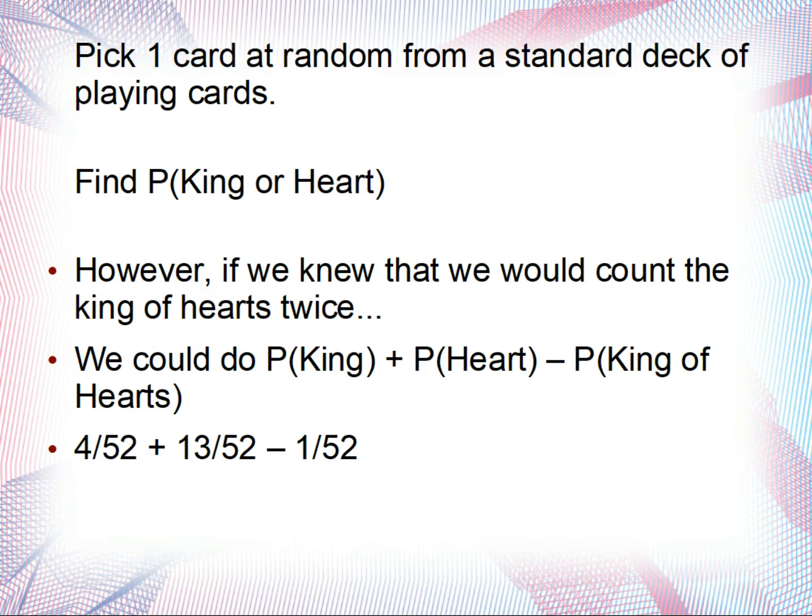So that looks like this. We have 4 out of 52 for the king, plus 13 out of 52 for the hearts, minus 1 out of 52 for the king of hearts. And if you do the math here, you get 16 out of 52, which we know is the correct answer because we counted all of them.